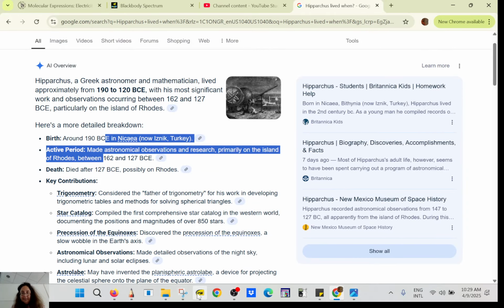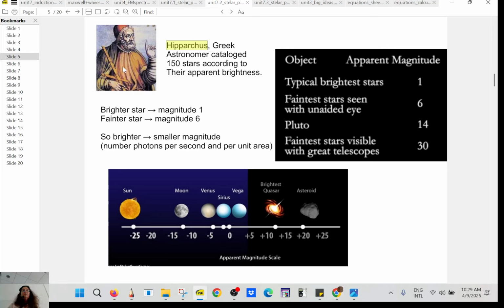So his name is Hipparchus. Okay, so Greek, and he's the first one to decide to catalog the stars according to their apparent magnitude. At the time, they didn't do the computation, okay? They were not able to find, for example, the power per unit area. It was just based on the eyes. But nevertheless, he cataloged the stars according to the apparent magnitude, which is like brightness, how bright they appear to be in the sky.